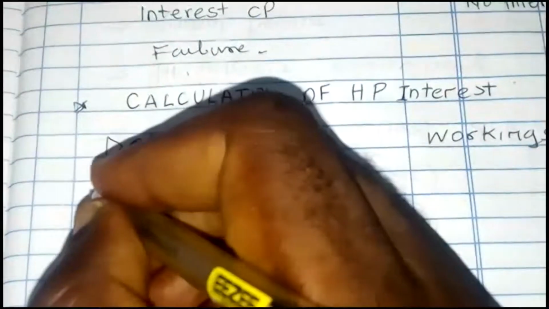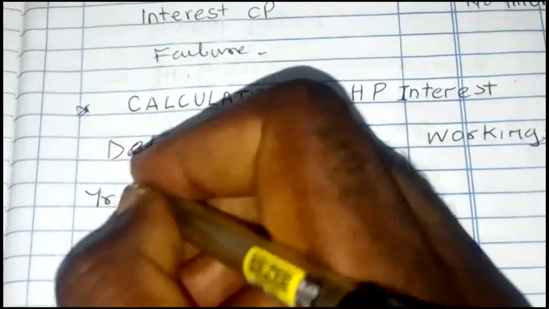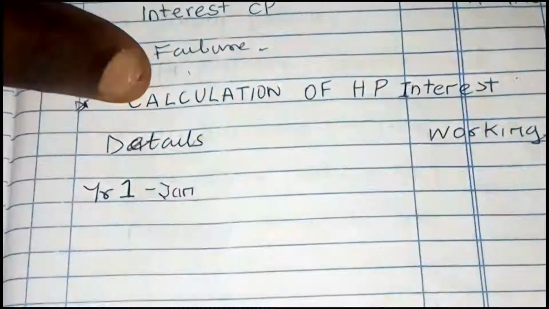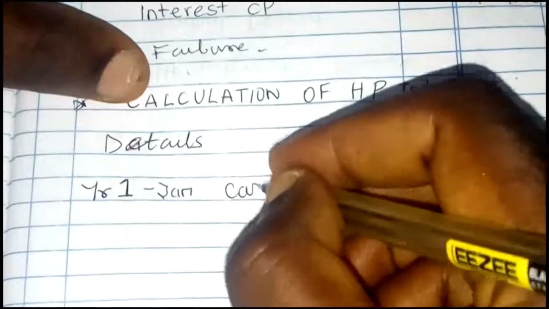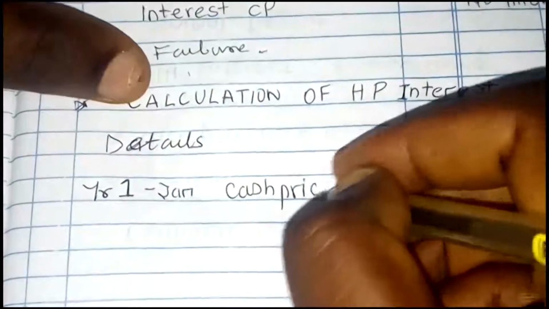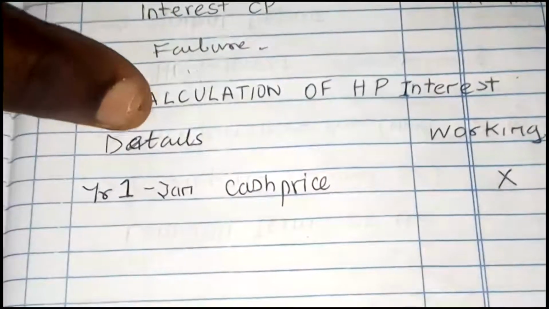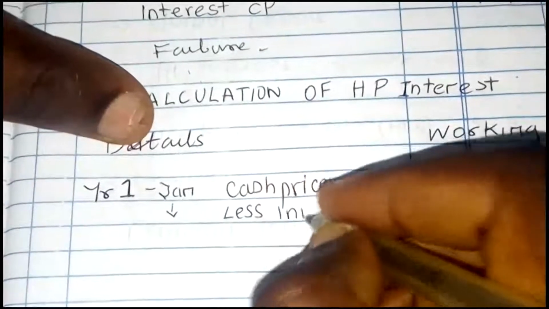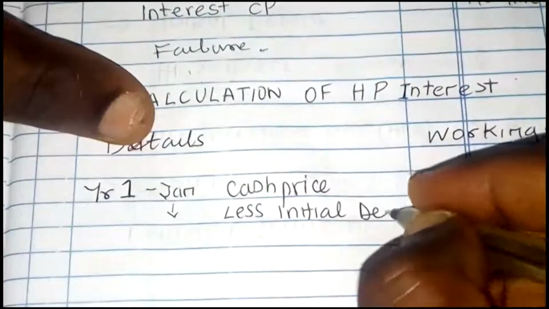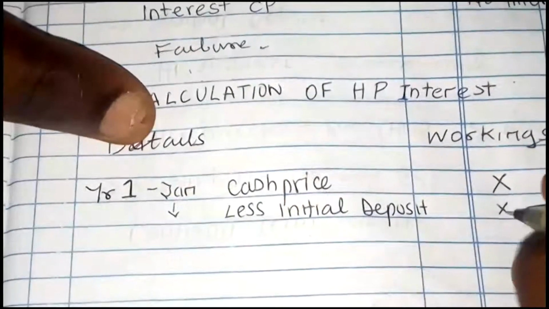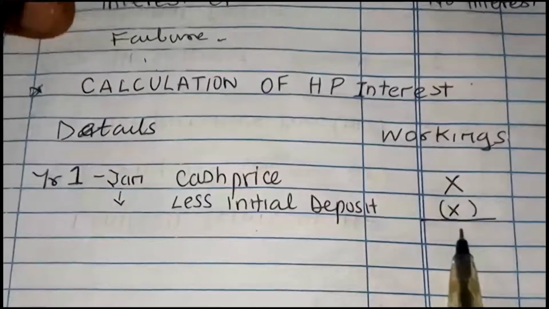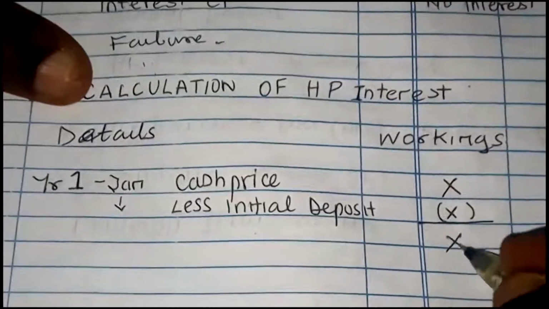Then, for example, if you are calculating for year 1, at the beginning, let's say January, you will have your cash price. Students should take note of that. Then by that January, you will less the initial deposits. Take notes. You less the initial deposits, okay? Then you have a figure.